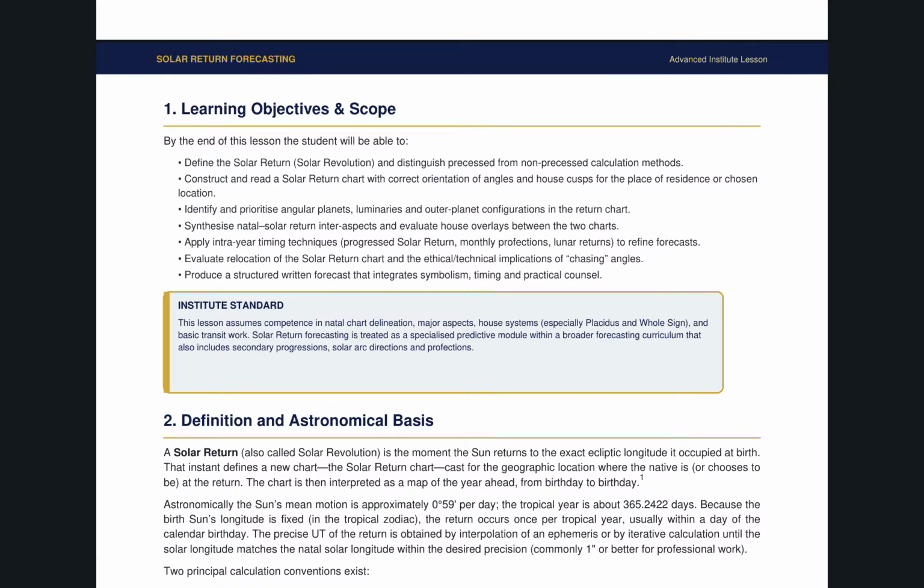This is an Advanced Institute lesson, and it's going to be the first in a series. It's the first on solar return forecasting. And then I will be making another video on solar return forecasting, a different version. And then I'll be making a video on lunar forecasting.